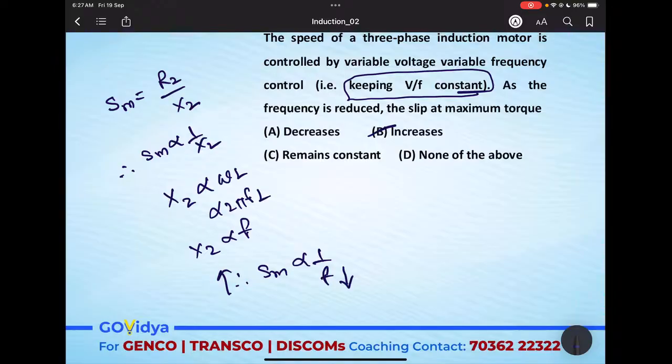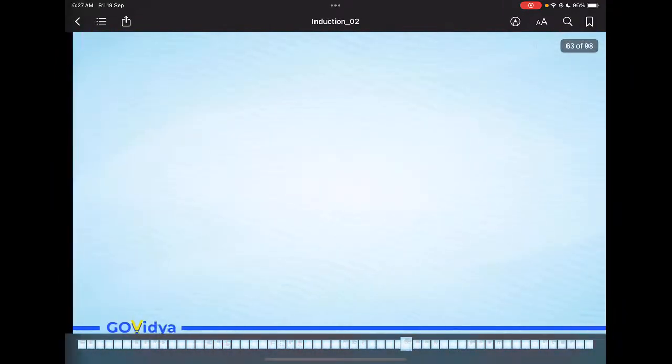Is it clear? I took the relation of slip at maximum torque, that is given as R2 by X2. From there I took the relation between slip and frequency, and from there I derived the answer. Is it clear? Okay, let's move on to the next question.